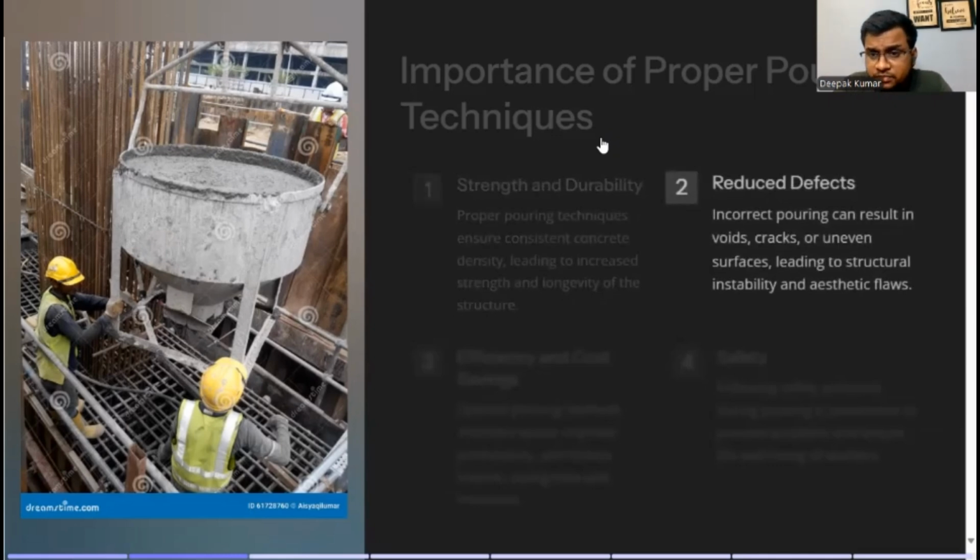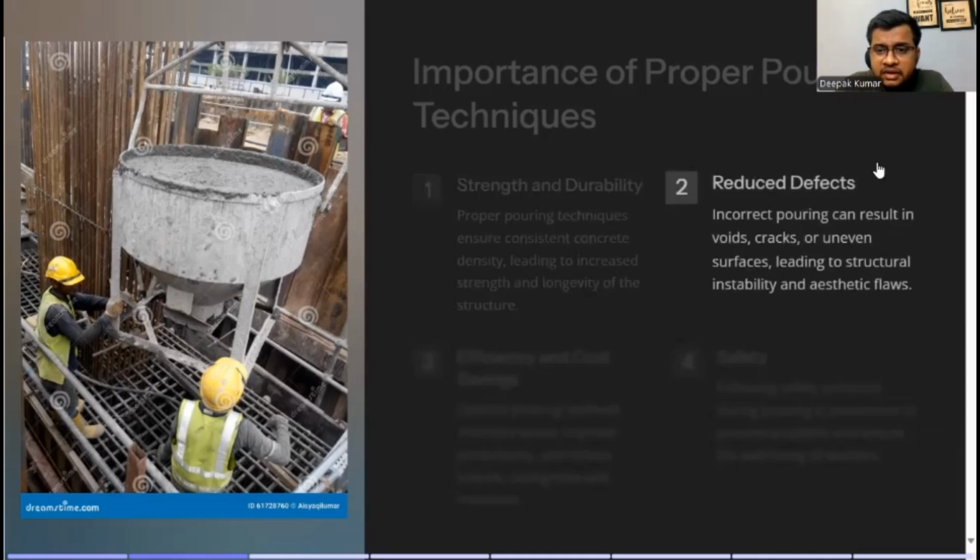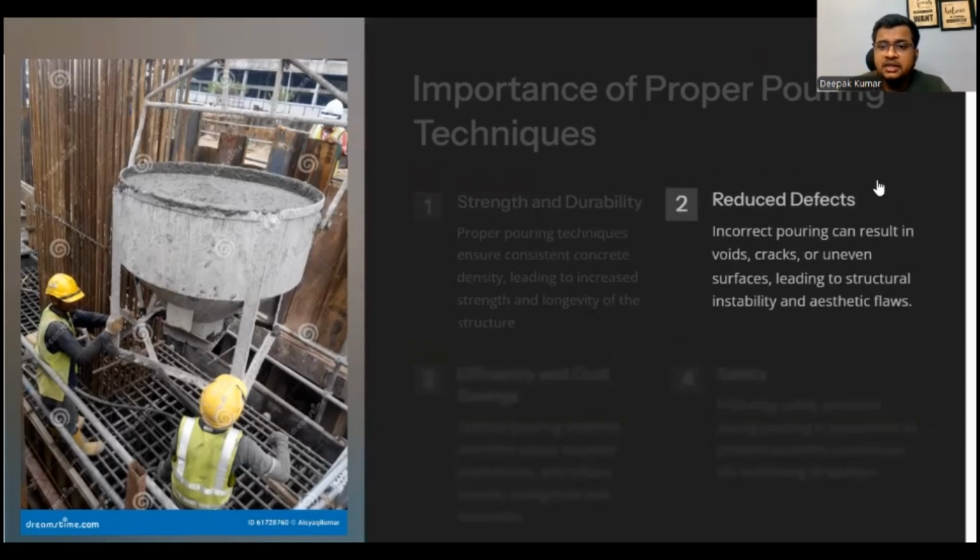The second one is reduced defects. Improper pouring can result in voids. When concrete pouring is done properly, the voids are filled, which prevents cracks and uneven surfaces that compromise the structure.